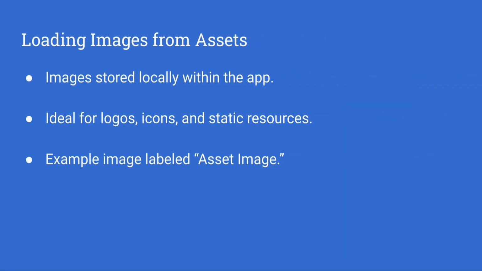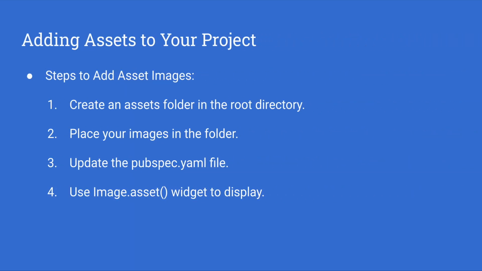So here is loading image from assets. Images stored locally within an application are ideal for logos, icons and static resources. We are using assets; for example, the image path is assets/image. Adding assets to your project: here are the steps. Create an assets folder in the root directory and place your image in the folder. Then update your pubspec.yaml file, run pub get, and use the Image.asset widget to display it. We will show an example of it later.